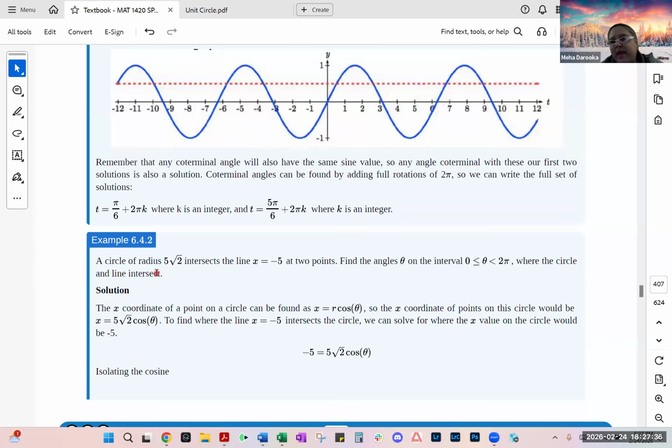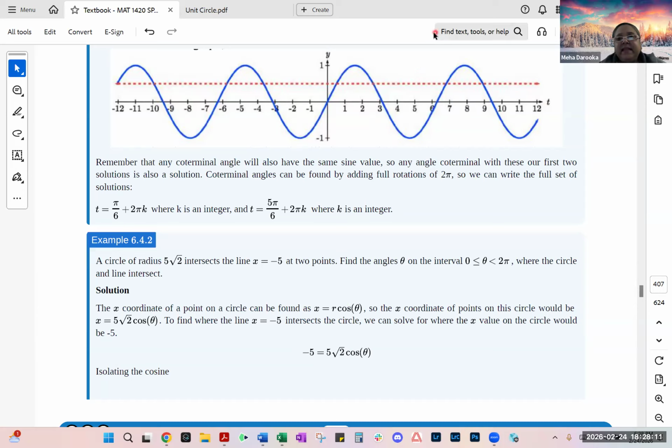So this one is saying, okay, we have a circle of radius 5 times square root of 2, and it is intersecting the line x equals -5, which if you imagine is actually going to be a vertical line. And it's going to be intersecting at 2 points. If you think about this, if we have a circle, and since it says -5, obviously it's going to be intersecting on the left-hand side. So you can see it is going to intersect at 2 points, right? When a circle and a line intersect.